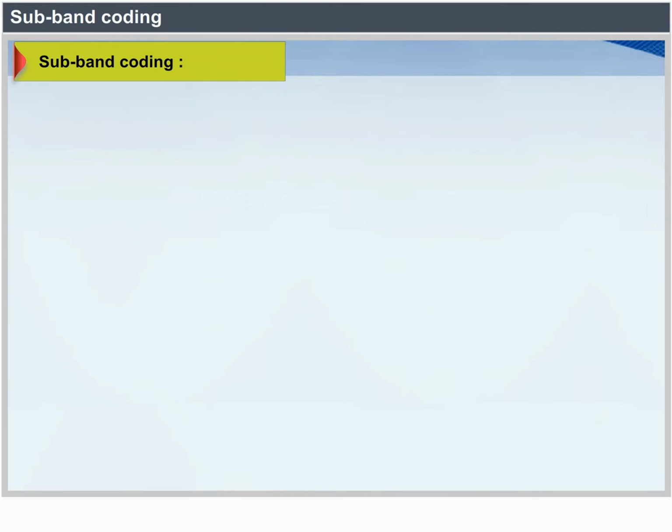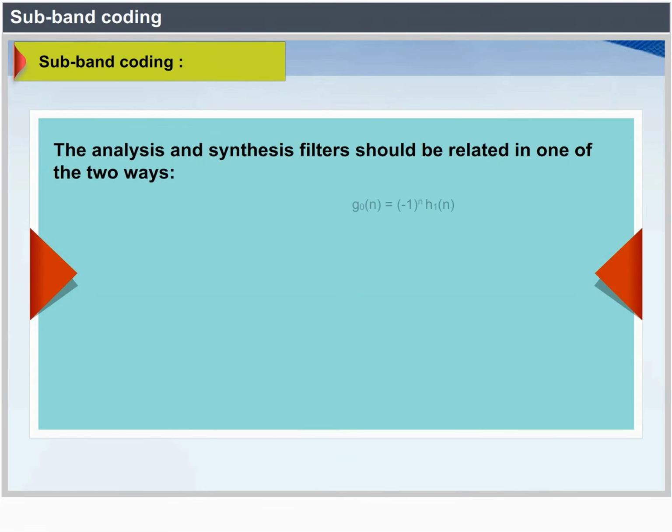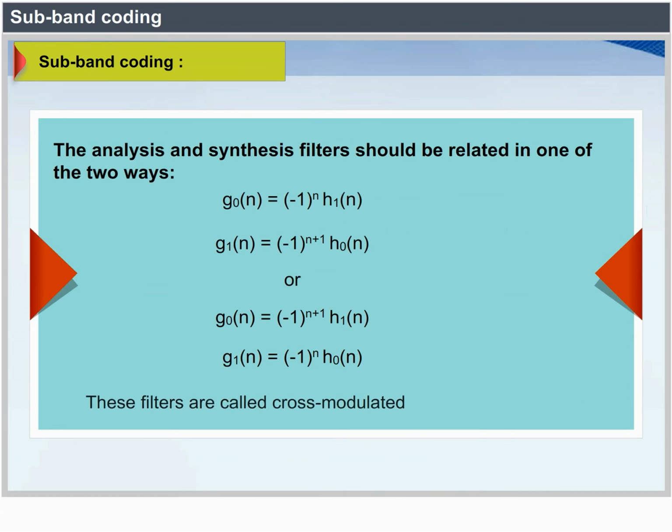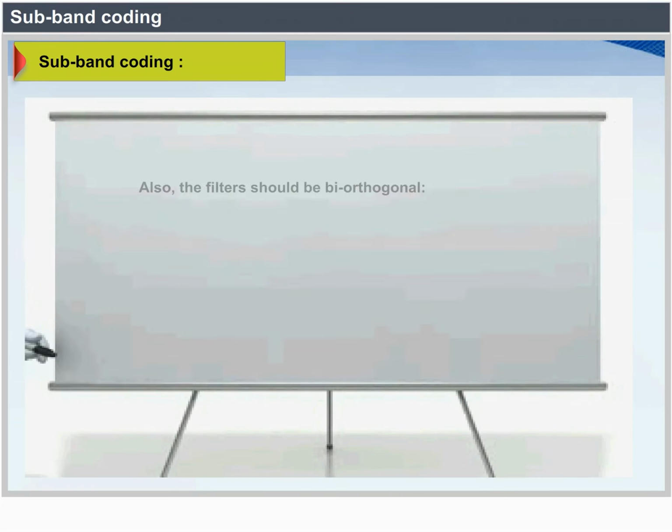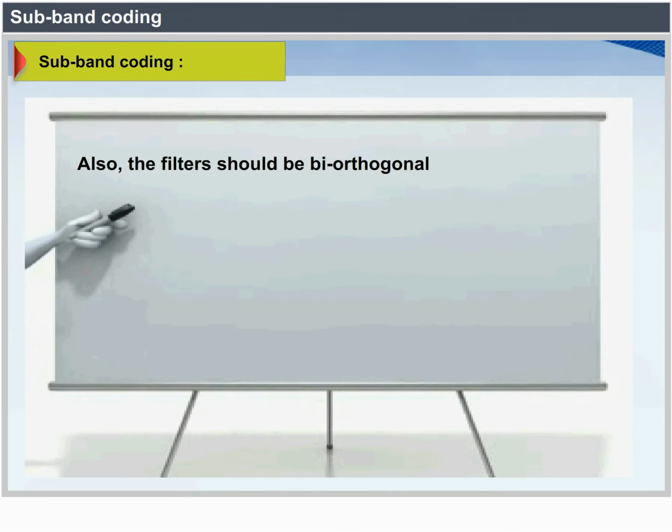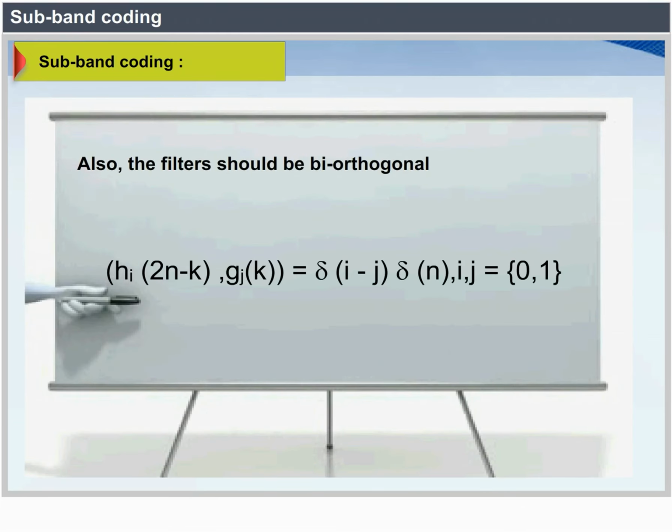The analysis and synthesis filters should be related in one of two ways as shown on the screen. These filters are called cross-modulated. Also, the filters should be bi-orthogonal. The bi-orthogonal and orthonormal equations are shown on the screen.